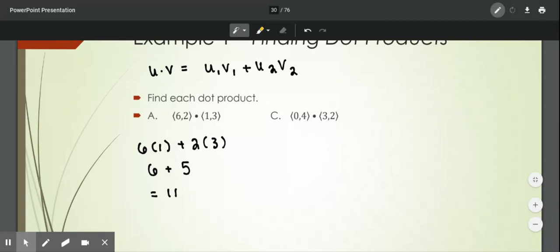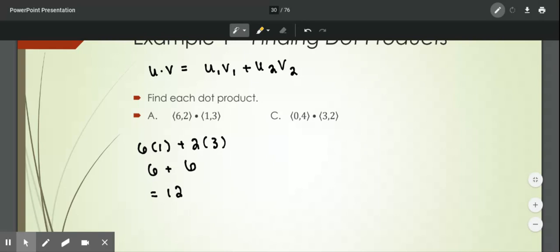Oh, pause. I saw confused looks and I couldn't figure out why. It's because 2 times 3 is 6, not 5. So 6 plus 6, you get 12. Does that make more sense? There we go. All right, so the answer is 12. So what you could determine is, because the answer is not 0, these vectors aren't perpendicular. They're not orthogonal. And orthogonal just means perpendicular.